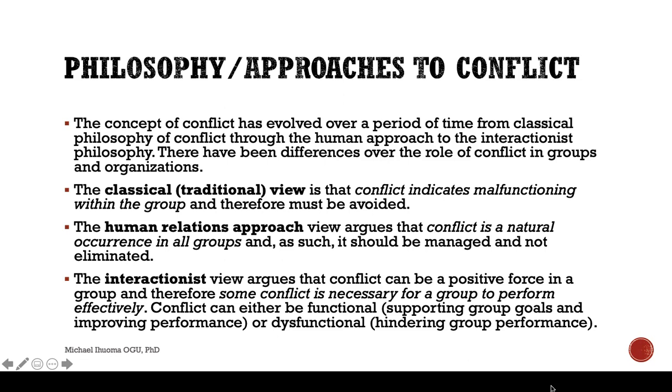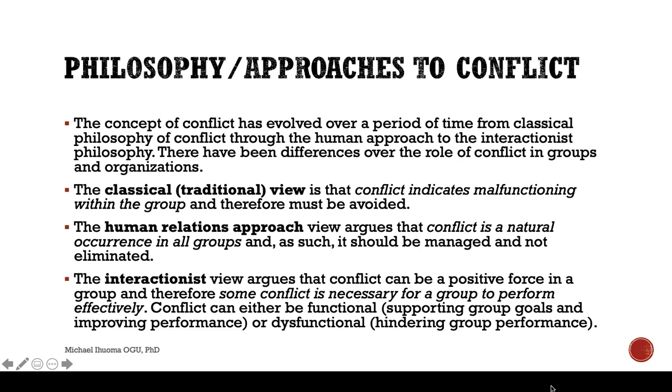All right, but functional conflicts are the ones that the interactionists argue are necessary for organizations or groups to engage in, because they support group goals, they improve performance. Where you set up teams, you give those teams tasks to compete and come up with an idea or a product or a brand that will help to boost the image of whether it's a company you're running or a business. So functional conflicts help to promote the objectives, goals, and aspirations of the group, whereas dysfunctional conflicts hinder group performance. All right, but the conflicts that are encouraged in the interactionist approach are functional conflicts as opposed to dysfunctional conflicts. So these three approaches are three major approaches from which we can try to understand or explain conflicts.